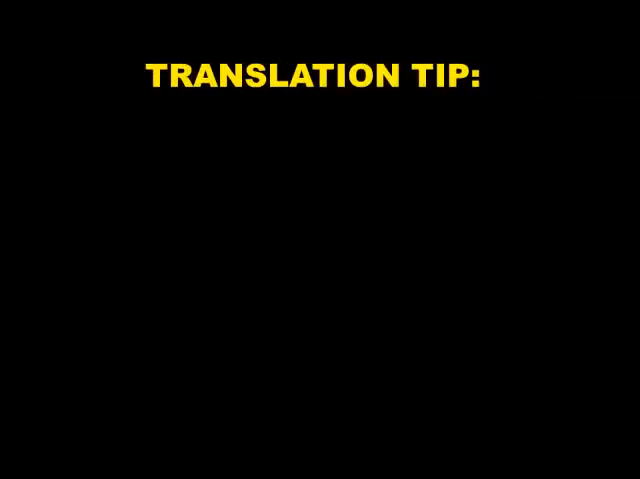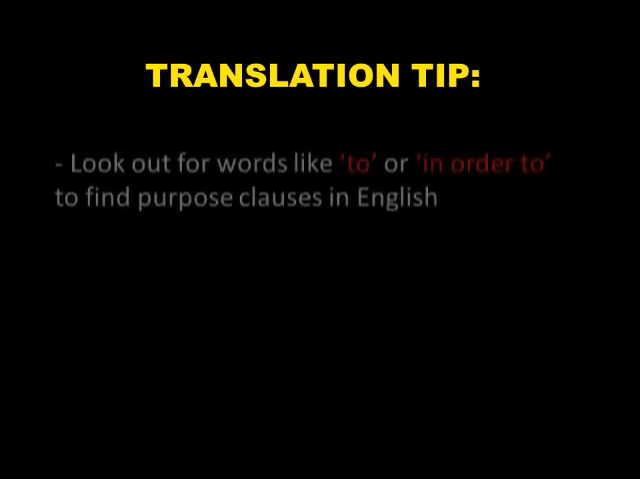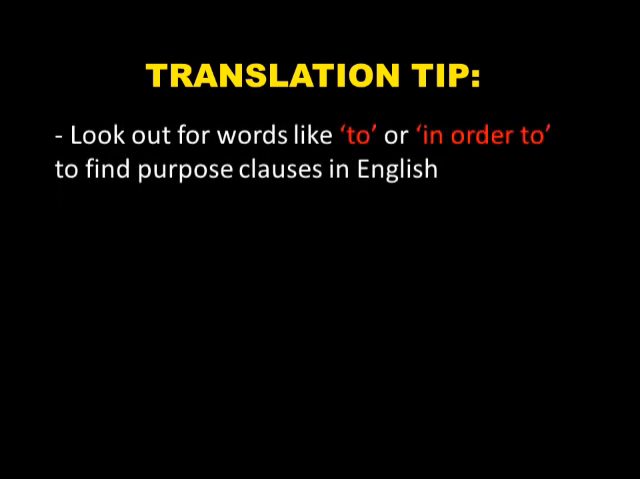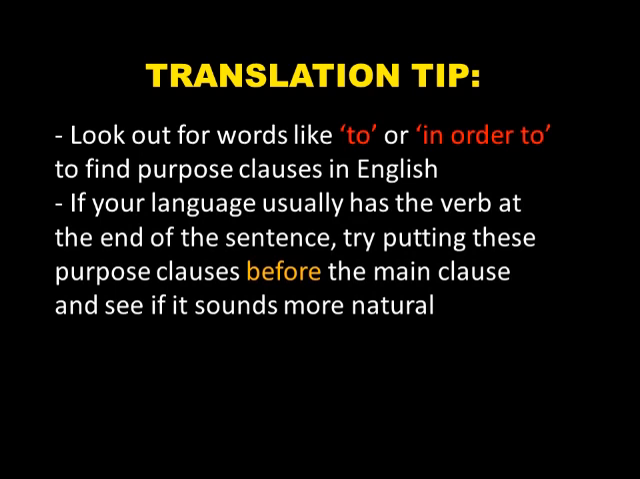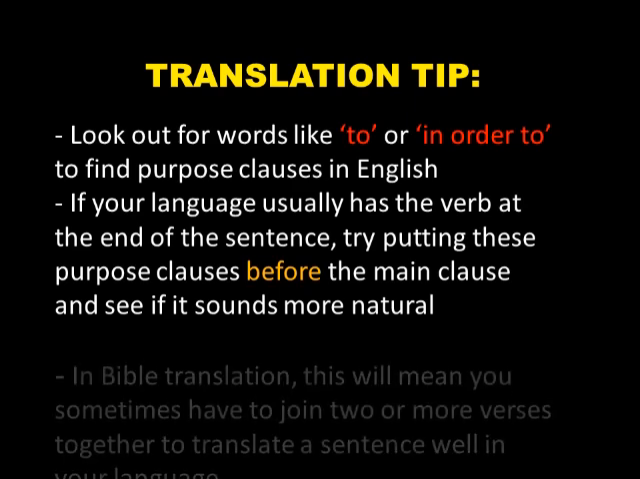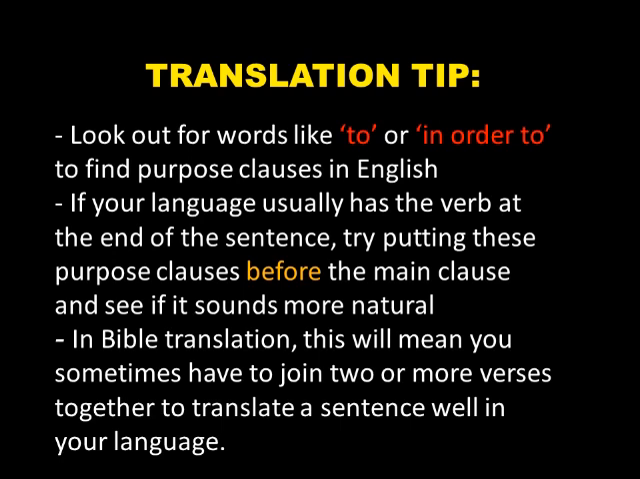So, for our final translation tip, when you are translating, look out for words like to or in order to find purpose clauses in English. If your language usually has the verb at the end of the sentence, try putting these purpose clauses before the main clause and see if it sounds more natural. In Bible translation, this will mean you sometimes have to join two or more verses together to translate a sentence well in your language.